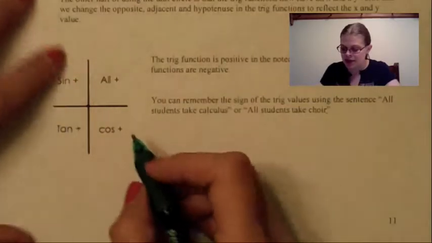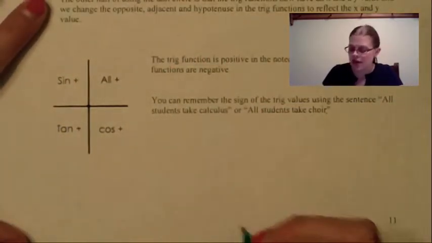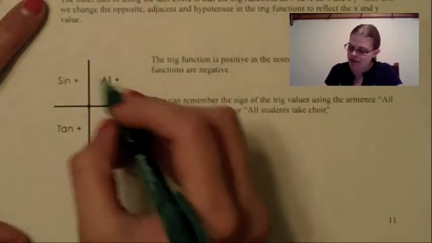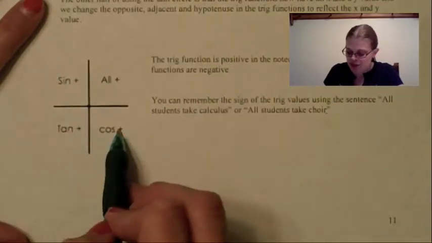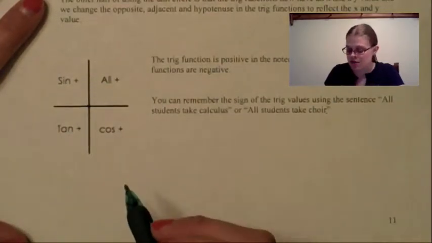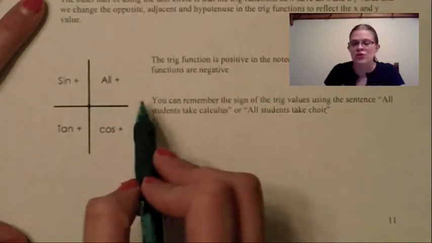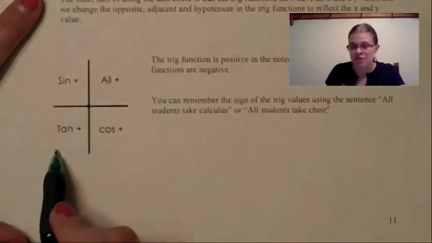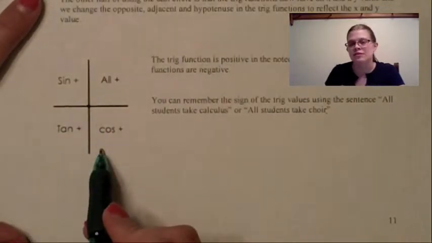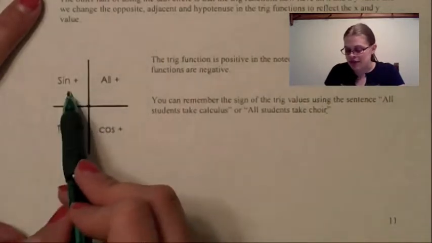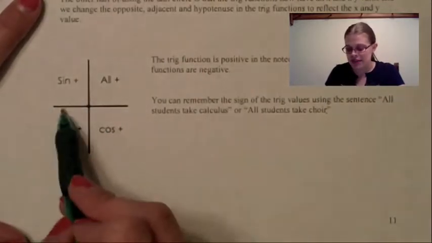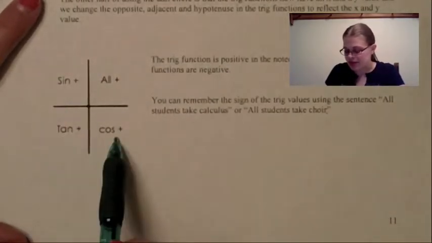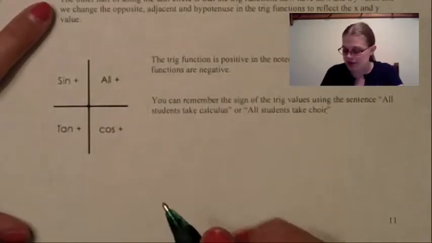There's two things, one that I want to remind you of, and then one that's new. So let's look at this one first. This represents which functions are positive in the quadrants. So all of your functions, sine, cosine, and tangent, are all positive in the first quadrant. Your sine is positive in the second quadrant, your tangent's positive in the third quadrant, and your cosine's positive in the fourth quadrant. Everything else is negative that's not listed in these ones. Okay? So you can remember this by thinking all students take calculus, or you can do all students take choir, or make up anything of your own that works for you.